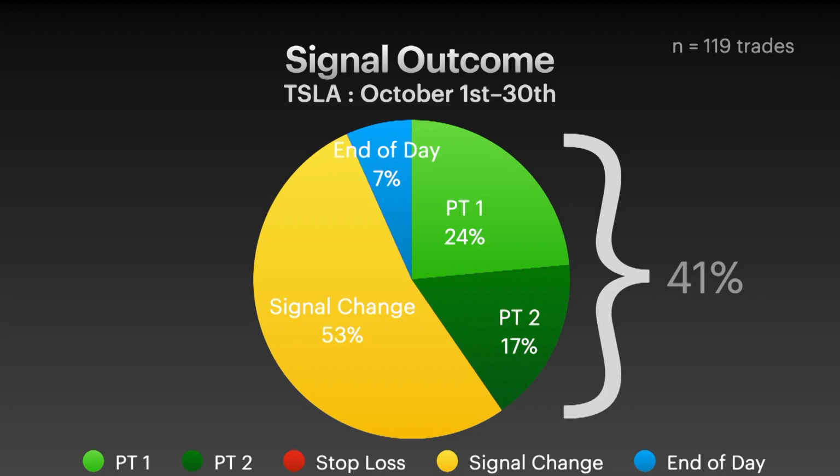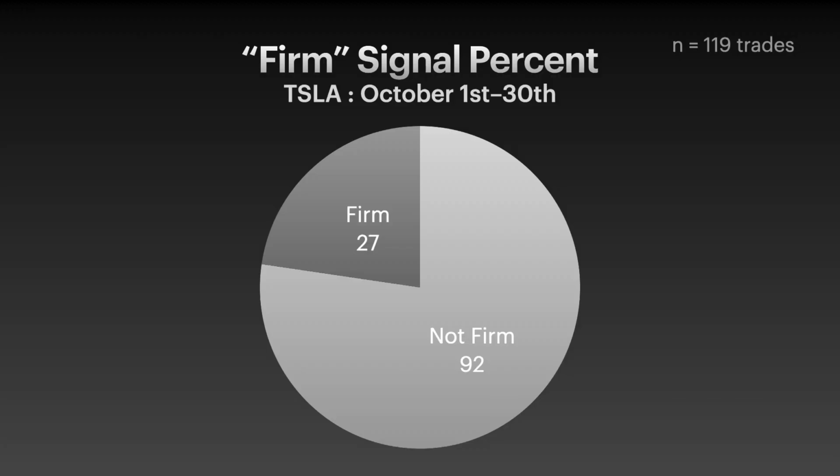Like with the SPY, I finally had enough data to determine how frequently price hits profit target 2. I found that 42% of trades that hit profit target 1 went on to hit at least profit target 2. Again, it's clear that we should be saving at least some of our position to be closed at profit target 2 or better. Of the 119 signals from TRNDBot on Tesla, 27 signals were deemed firm.